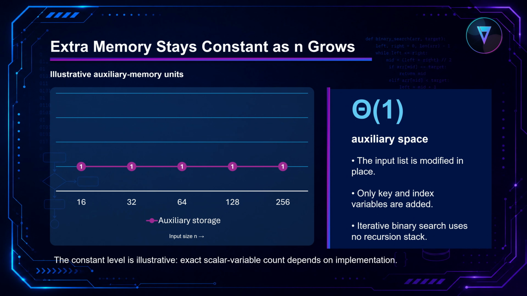What about space complexity? The algorithm sorts the original list in place. It keeps only a constant number of variables, such as key, low, high, mid, and position. Because binary search is iterative, it does not require a recursion stack. Therefore, the auxiliary space complexity remains O of 1, regardless of n. The input list itself occupies O of n storage, but that is not additional memory created by the algorithm.